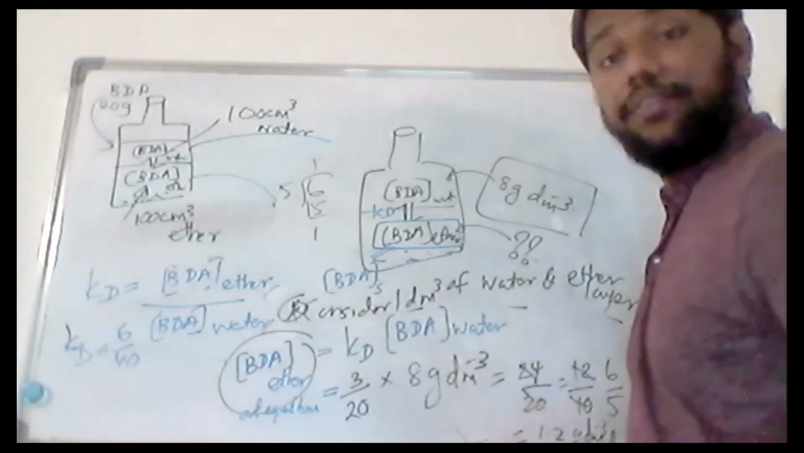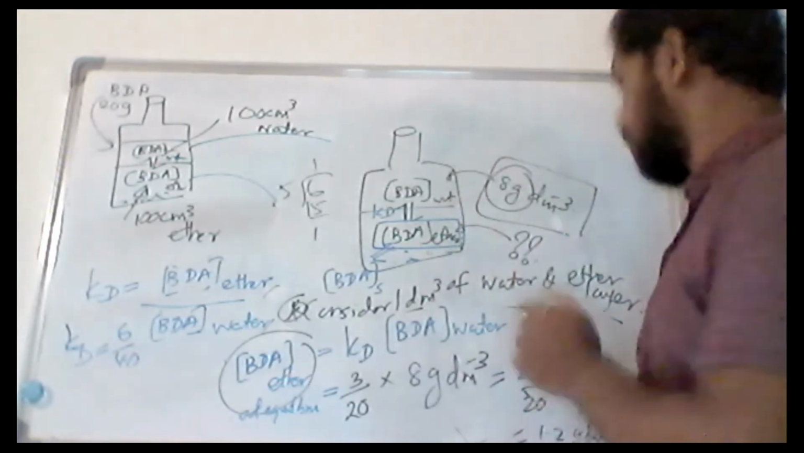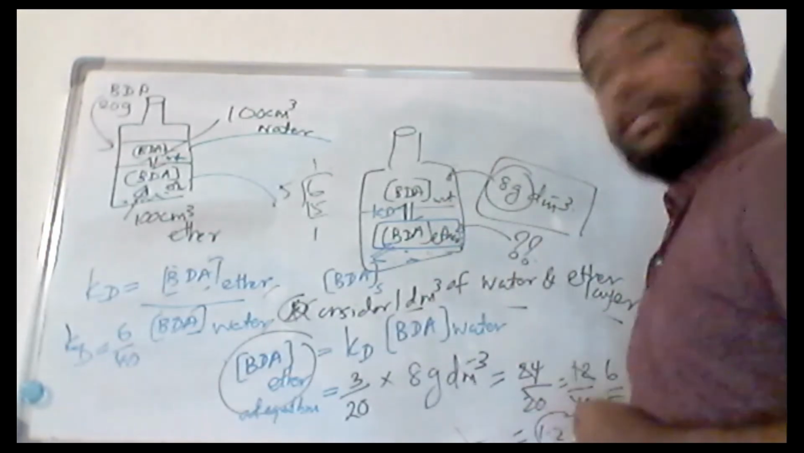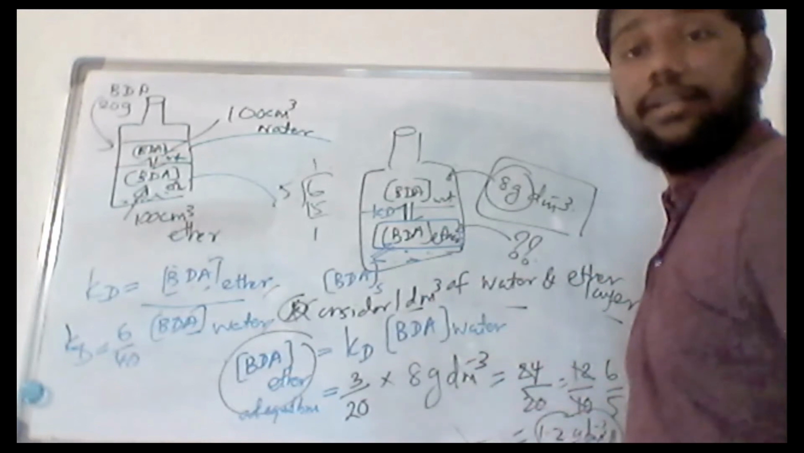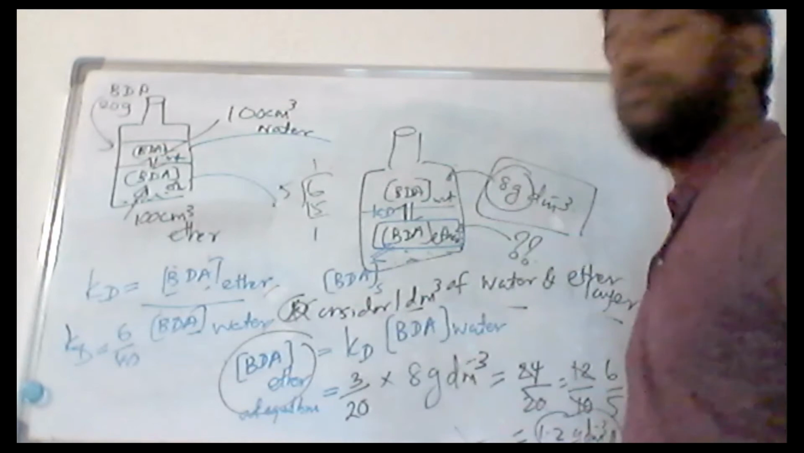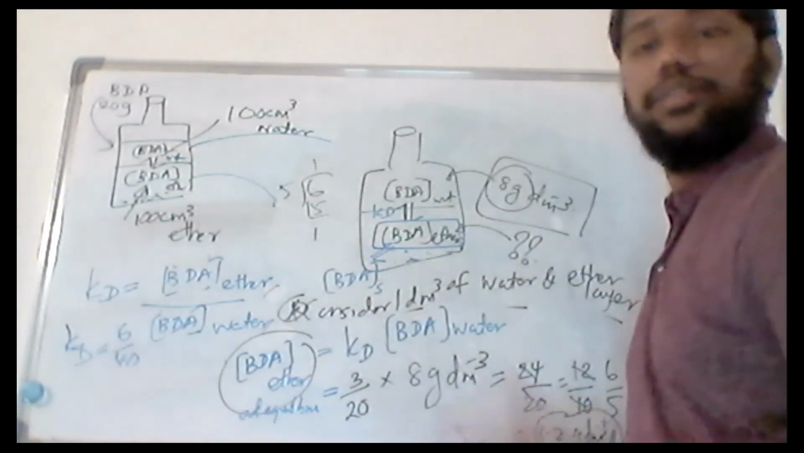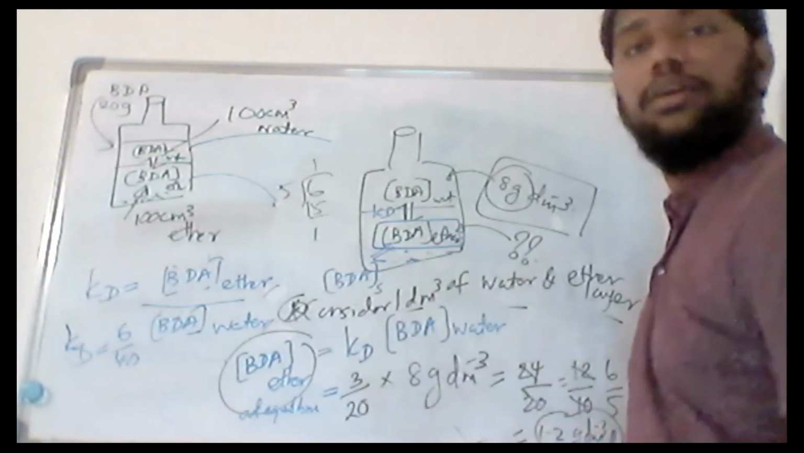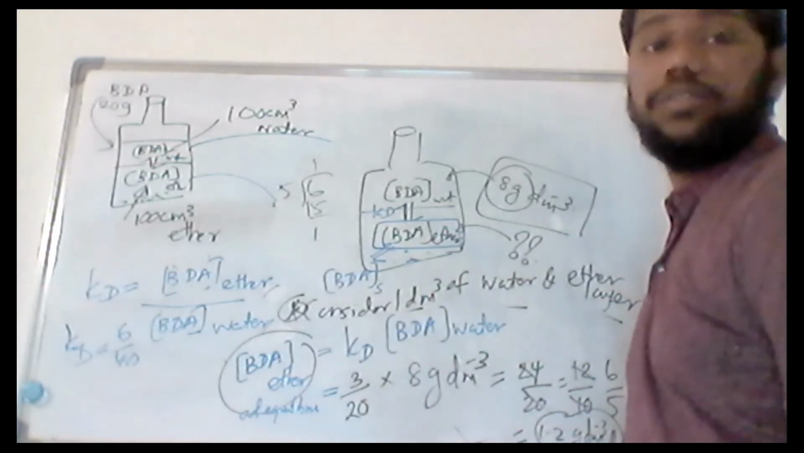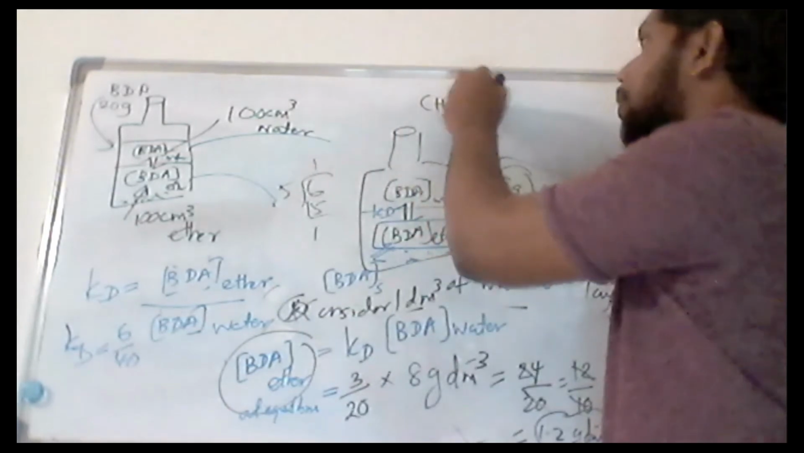This quickly gives you the idea. You see here, the solubility of BDA in water is higher than in ether, because in ether it is 1.2 grams per decimeter cubed, but in water it is 8 grams. You see the difference. It is dissolving more in water than in ether because of this structure, because this structure is more polar.